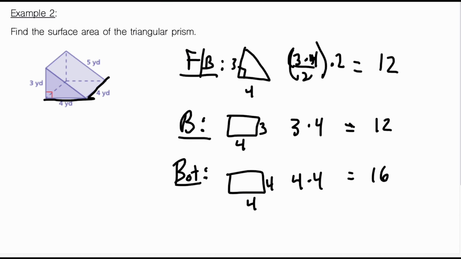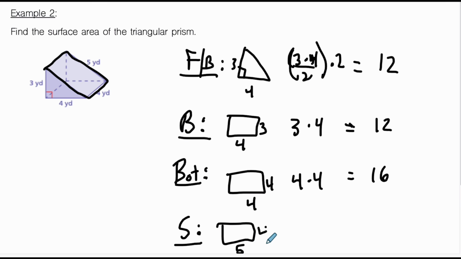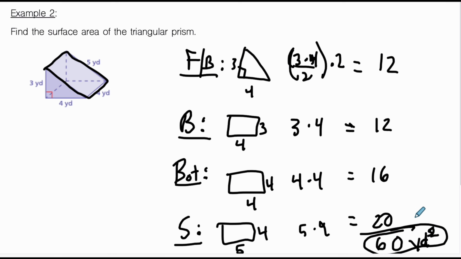And lastly, we've got the wedge-ish rectangle on the slant here, and that's 5 by 4. So we'll call that the side, whatever. You can call it whatever you want. So that's 5 by 4, which is 20, and then you just sum everything. So 12, 12, 16, 20, that's 60, right? I think so. Anyways, 60 square yards would be the surface area of this prism.